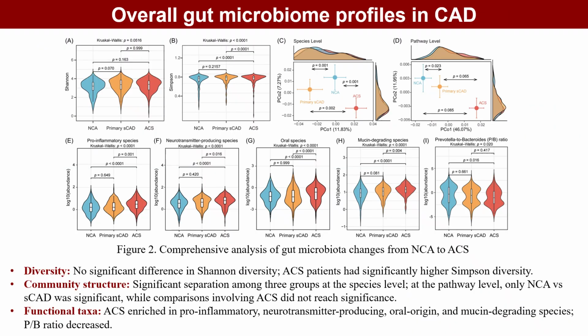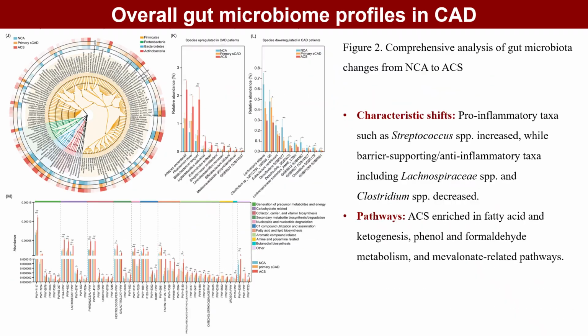In Figure 2, ACS patients had higher Simpson diversity and clear species-level separation from NCA and sCAD, while pathway differences were weaker. They were enriched in pro-inflammatory, oral origin, and mucin-degrading species, with a lower Prevotella to Bacteroides ratio. Additionally, ACS showed enrichment in lipid and inflammatory metabolism pathways.